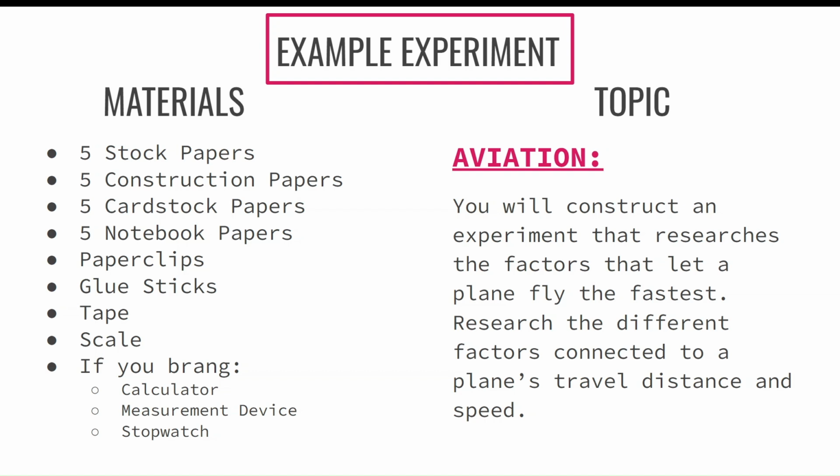example experiment. So our materials are 5 stock papers, 5 construction papers, 5 cardstock papers, 5 notebook papers, paper clips, glue sticks, tape, and if you bring these, a calculator, measurement device, and stopwatch. They will never ever give you a calculator or a measurement device or a stopwatch. They may give you a calculator, but you may need to rely on the other people in the room with you, so we're not too sure about that, alright? So make sure you bring a calculator, measurement device, and stopwatch.